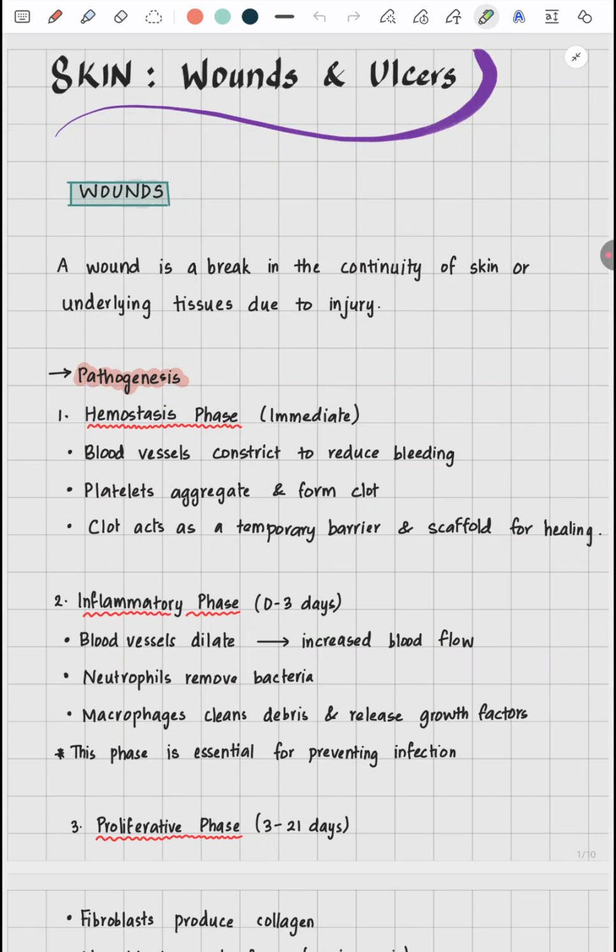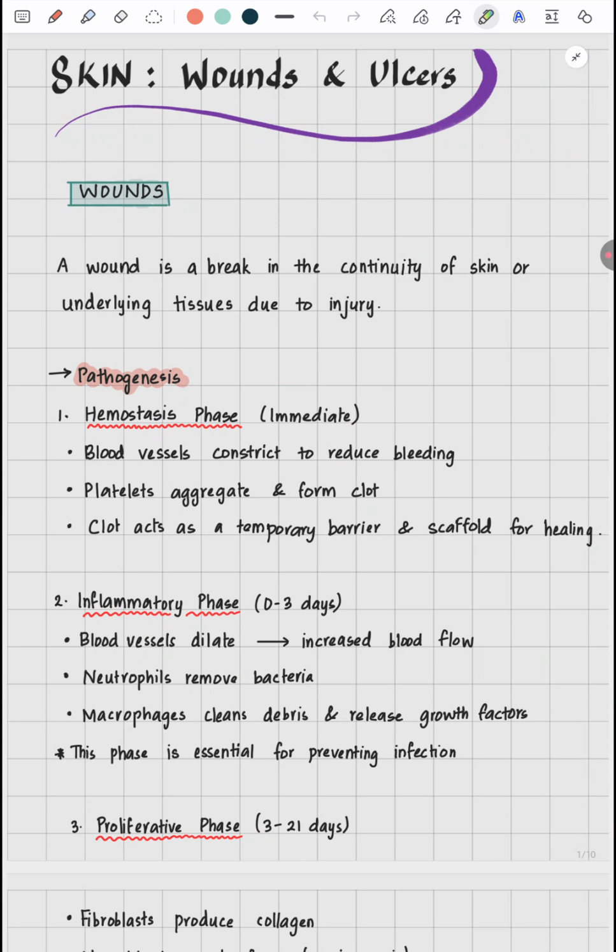Let us begin with the concept of a wound. A wound is defined as a break in the continuity of the skin or underlying tissue due to an external or internal injury. Most wounds are acute, meaning they occur suddenly, and the body immediately initiates a well coordinated healing process. This healing process is not random, it is a highly organized biological sequence involving multiple cells, mediators, and structural proteins.